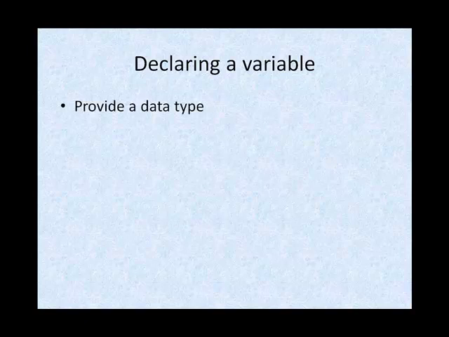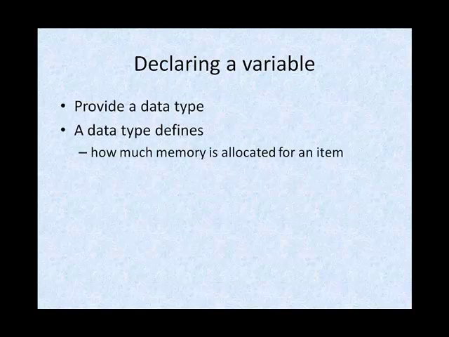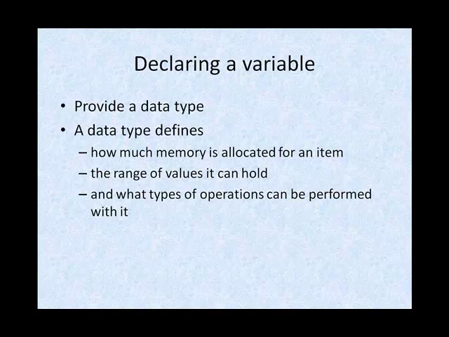When you declare a variable, you must provide a data type. A data type defines how much memory is allocated for an item, the range of values the item can hold, and what types of operations can be performed with the item.